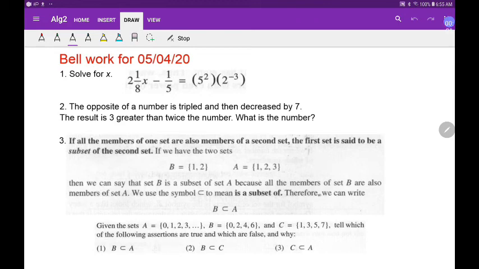Okay, we have a little bit of bell work here. We're going to solve for x. So I suppose we should change this to an improper fraction. We multiply and add. So we get 17 over 8x minus 1 over 5 is equal to 5 times 5 is 25. And we're multiplying by 1 over 2 to the third, which is 1 over 8.